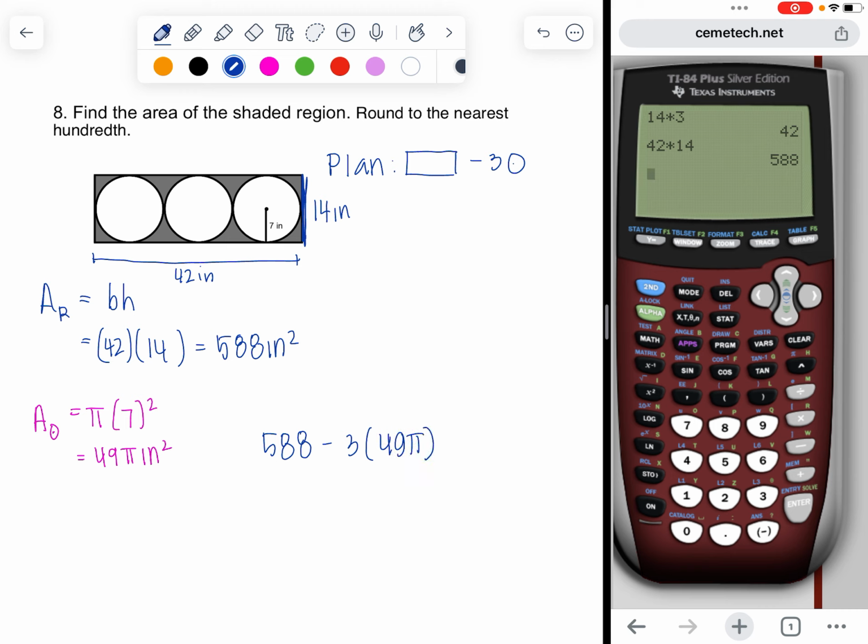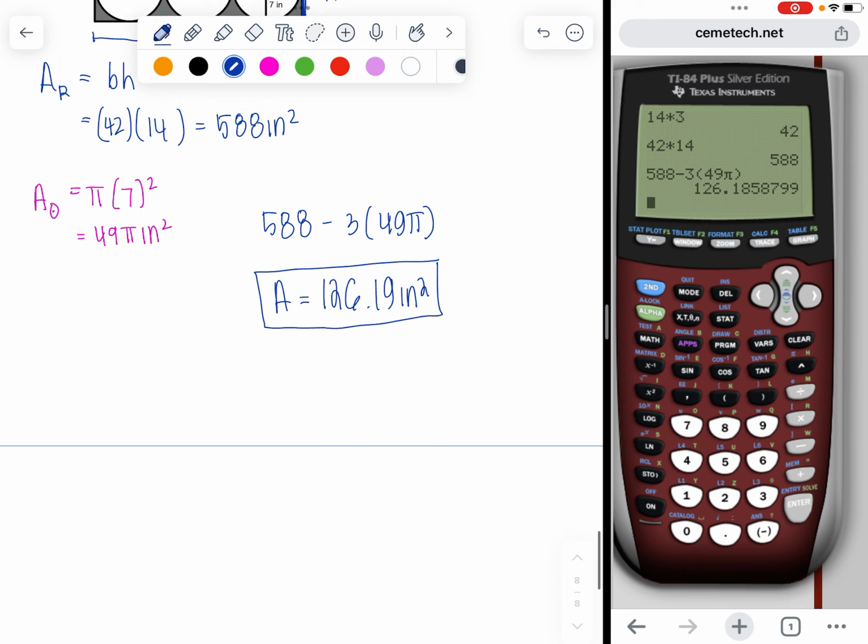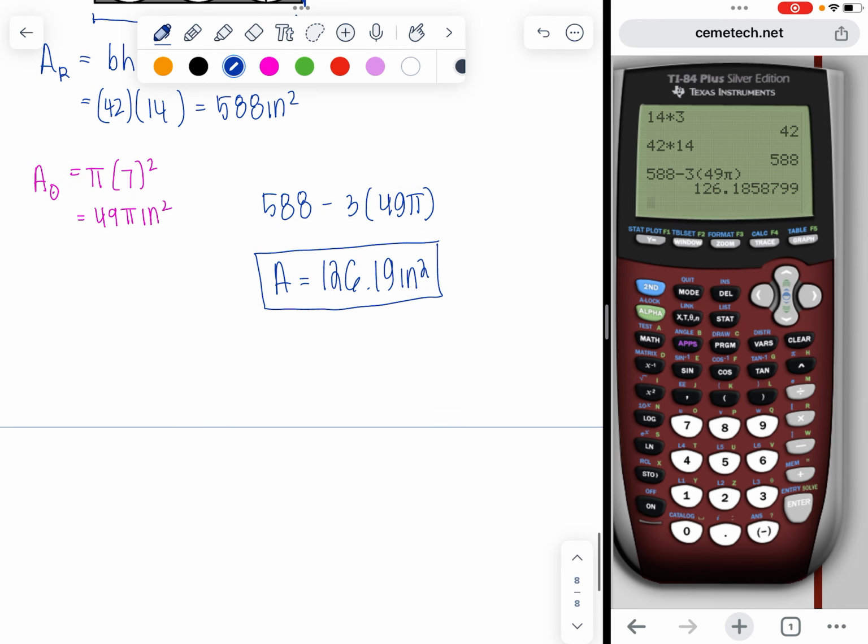Okay, now it says round to the nearest hundredth, so I'm typing the whole thing in my calculator. So I'll get my area is 588 minus 3 times 49 pi. And I get 126.19 inches squared. Voila.